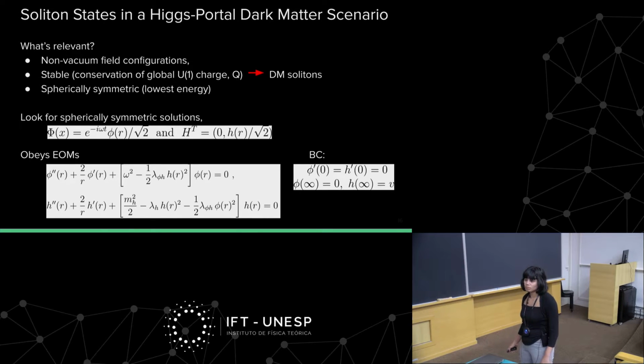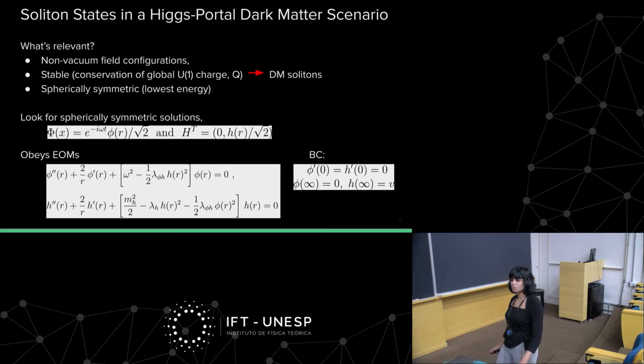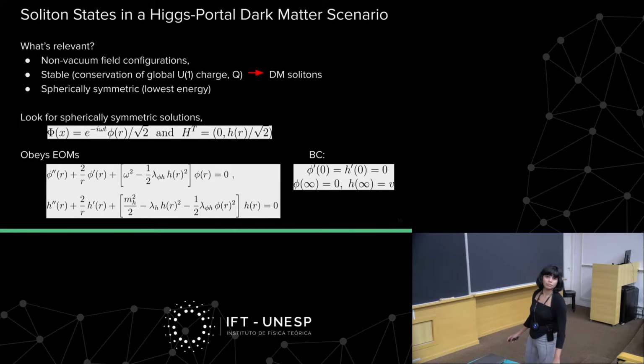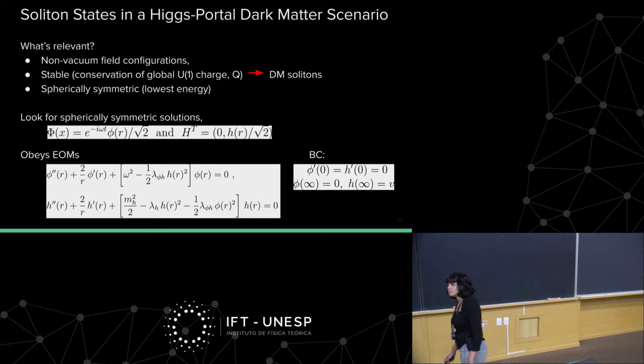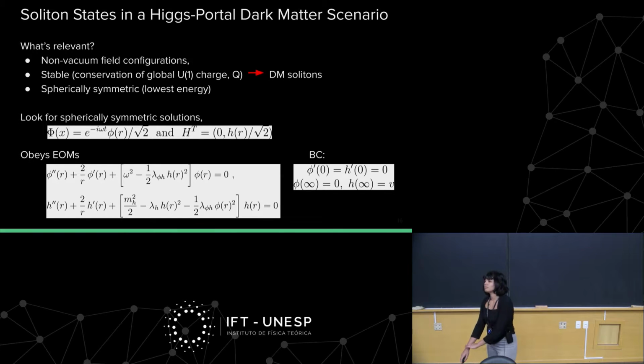bosons in the equations of motion? No. Do they mix? No, they don't mix. Phi is a singlet. H would mix, but phi doesn't mix. People have looked at gauged versions of these objects, but I think basically they are just unstable. So yes, it needs to be a global charge.